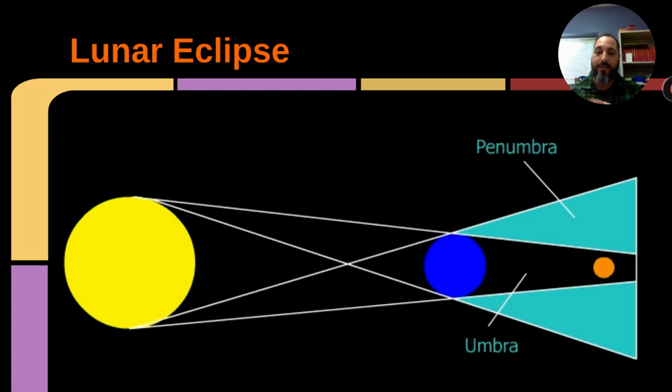So here you can see an example of our lunar eclipse. We've got our Earth right here, and it's blocking the light coming from the sun. Now, it's casting a shadow. A shadow has two parts.